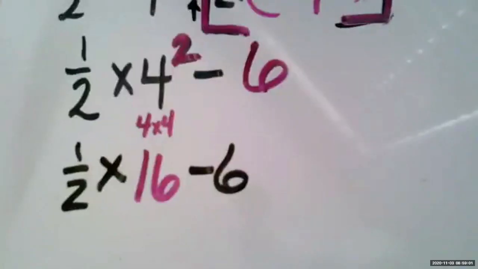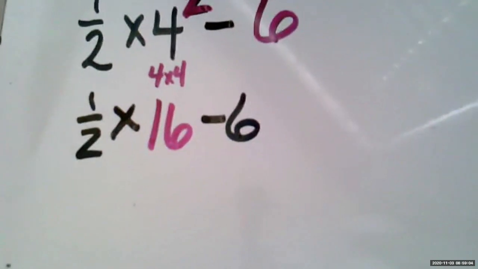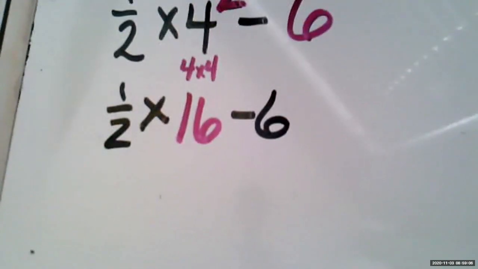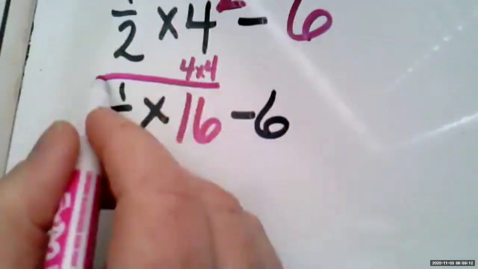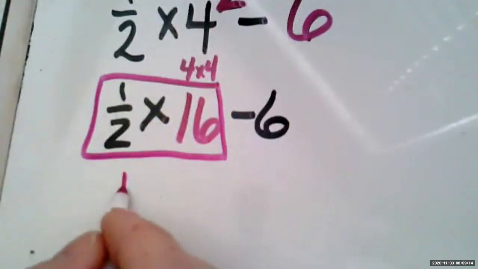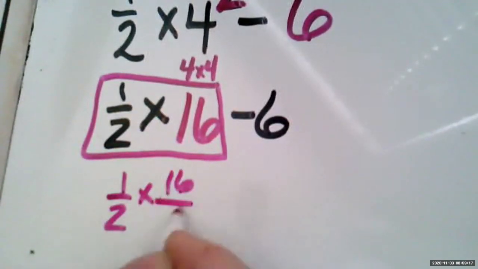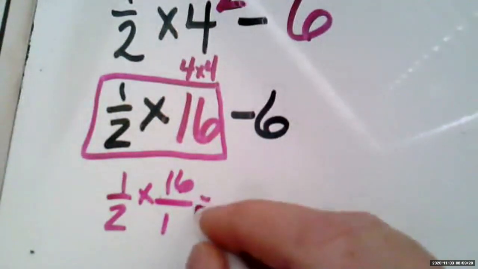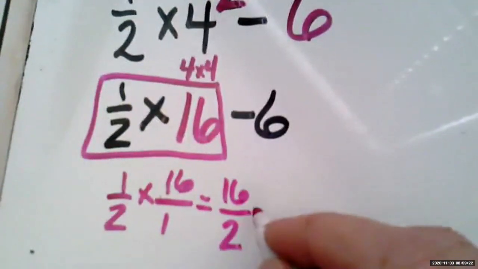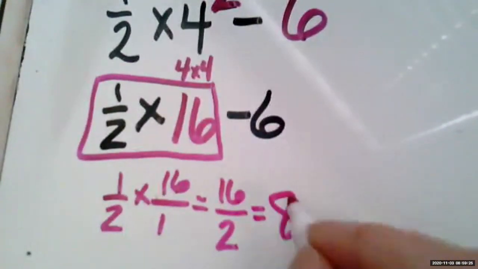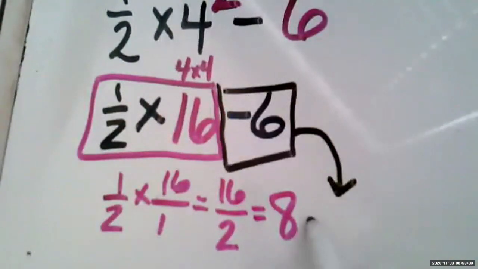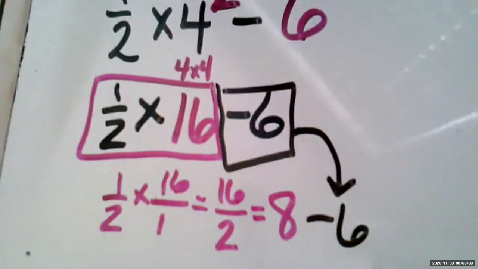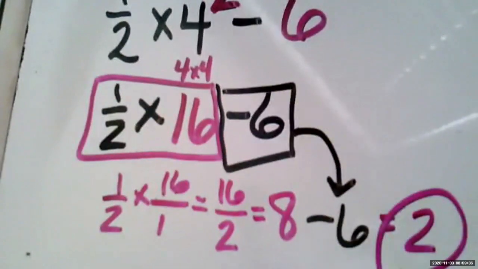Think you can finish it off from here? Yeah, okay. So 1/2 times 16. Since multiplication is next, you would have 1/2 times 16 over 1, which is the same thing as 16 halves, or 16 divided by 2 is 8. And of course, you still have to bring down the minus 6 part here. 8 minus 6, our final answer is 2. Final answer is 2.